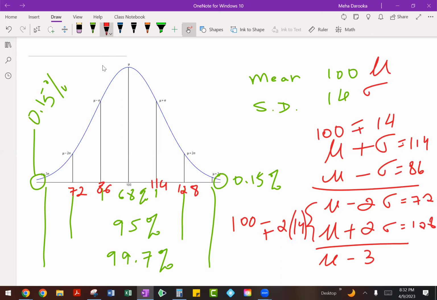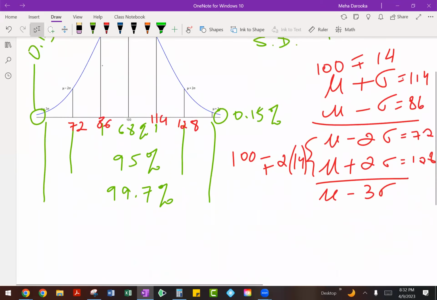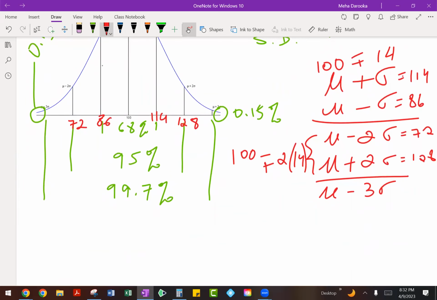So 3 times the standard deviation. Okay, just a second here. Let's move this up a little. There we go. And then we're going to do 3 times the standard deviation.